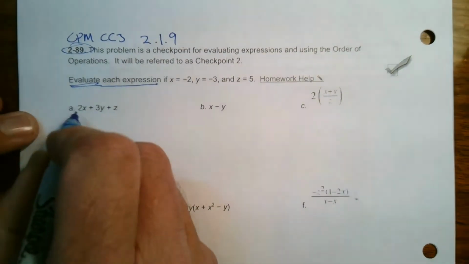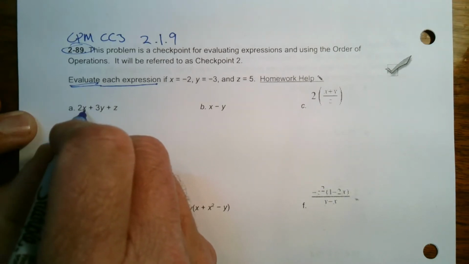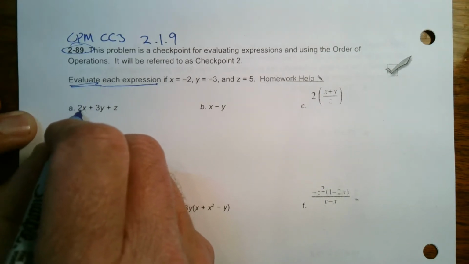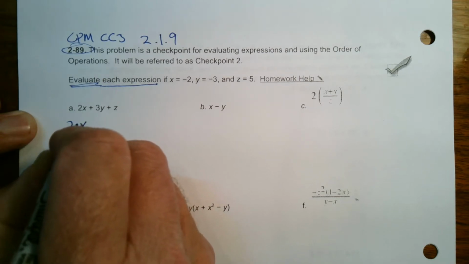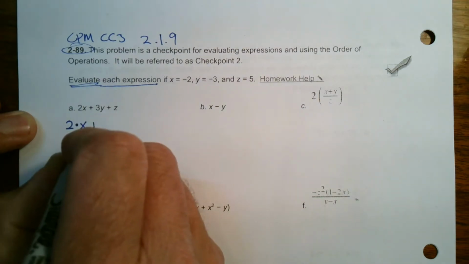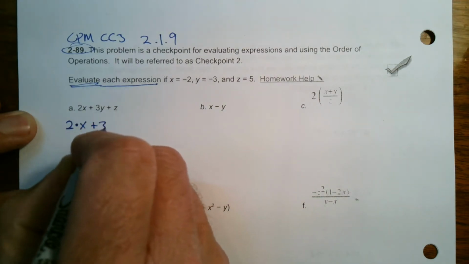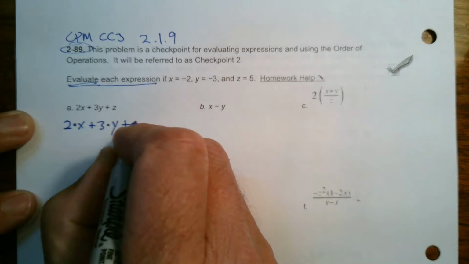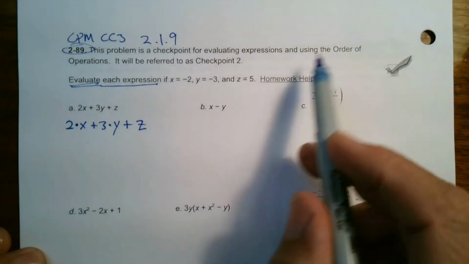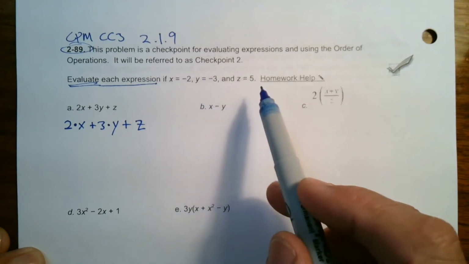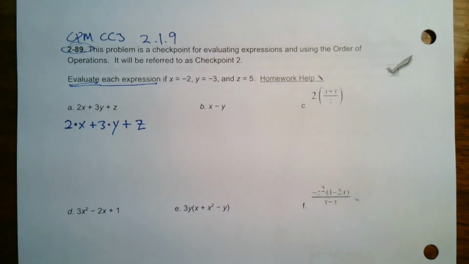Remember this 2 and x: when you have a number in front of a variable, that's called a coefficient, and the operation is multiplication. That means 2 times x, then plus 3 times y, and then plus z. So that's what I have here. What I'm going to do is plug each of those numbers into those variables and then do the math.